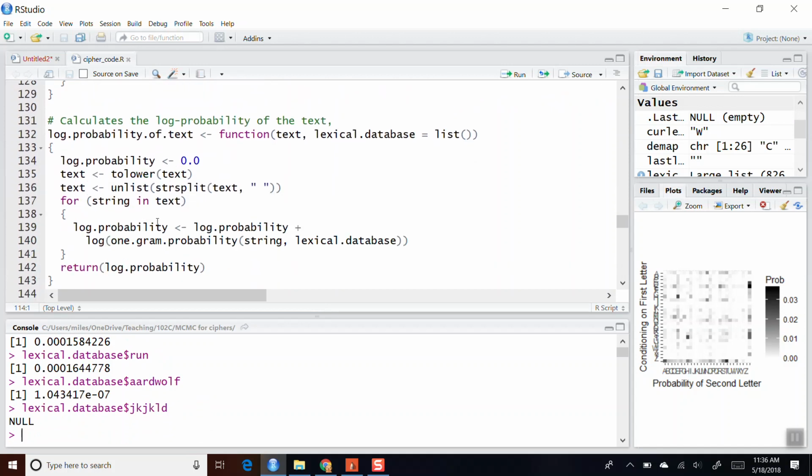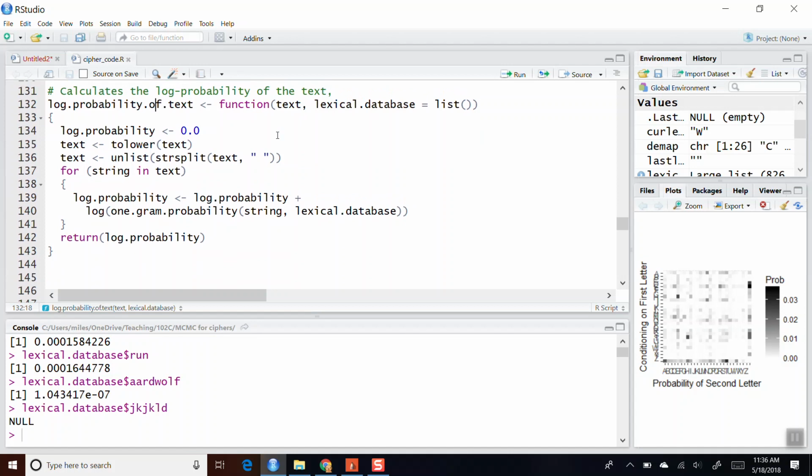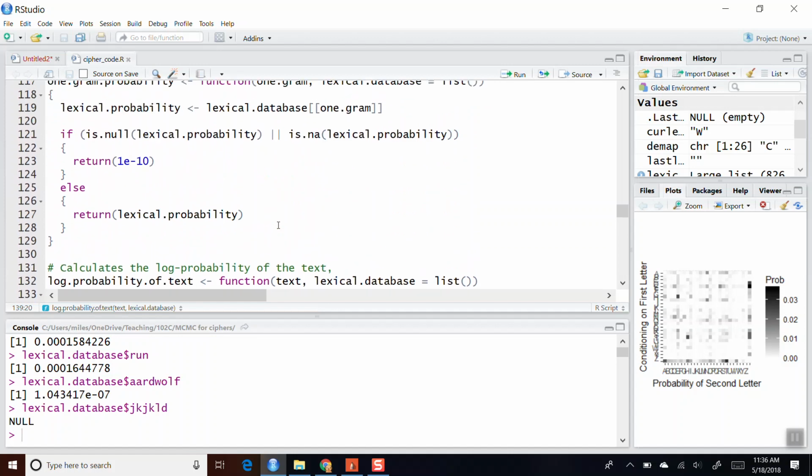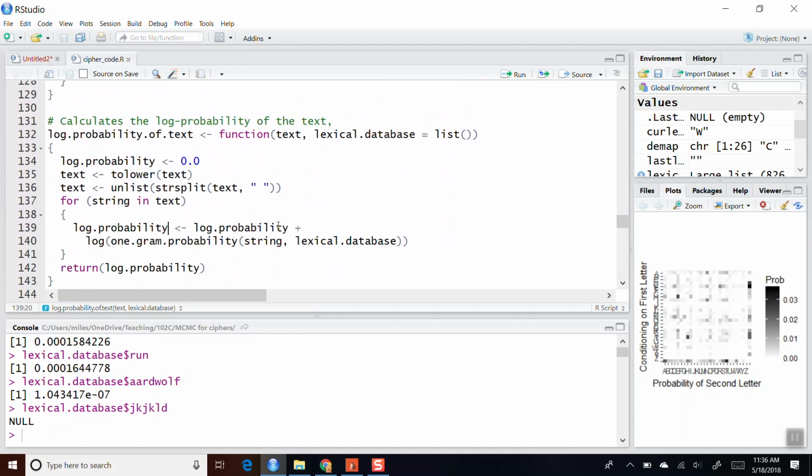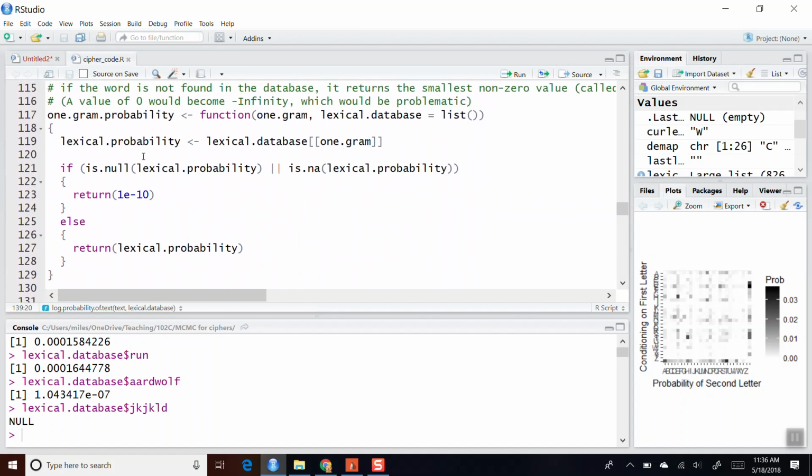And so we are going to calculate the log probability of the text. What the function does is split the text up at spaces, and we're going to have a vector of words. We're going to look up each word in the database. The 1-gram probability is basically just one word at a time.